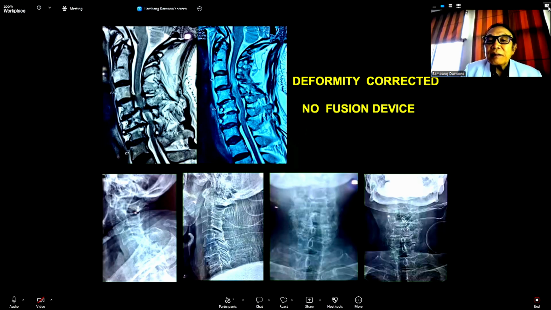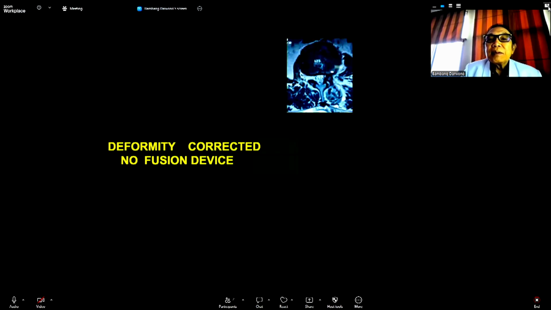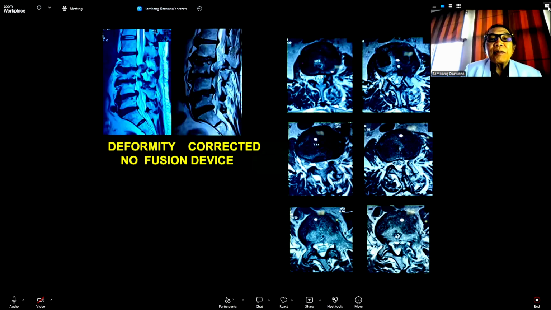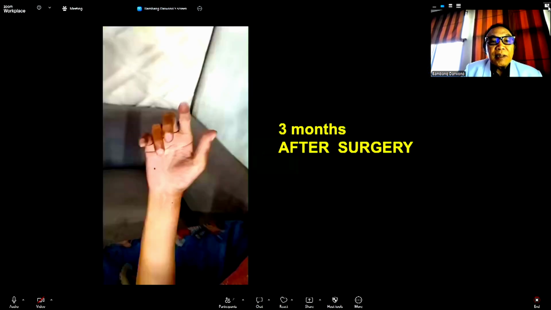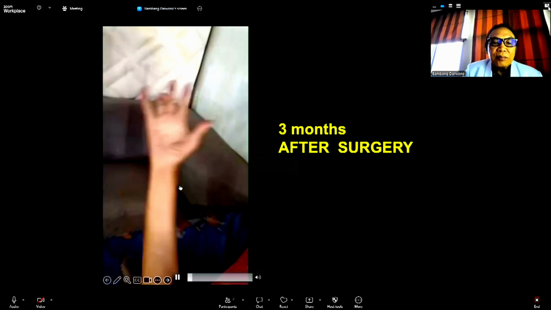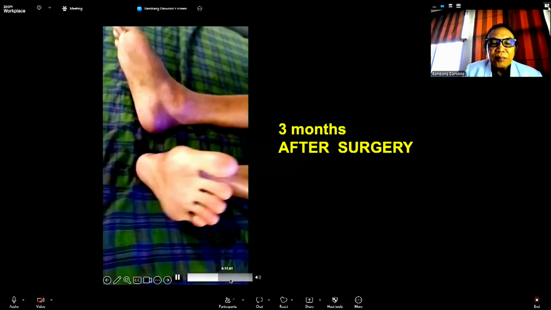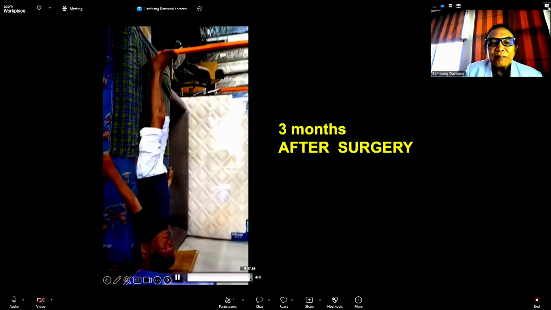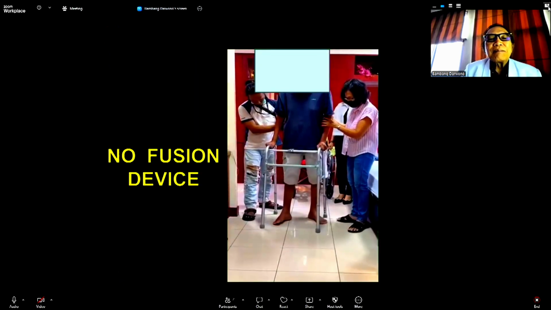And the result is before and after, no implant, no fusion device, and the neck is corrected very well. Then we perform the same for the lumbar, before, after, MRI before and after, X-ray before and after. Then it starts to move. The left foot is also much stronger, also the right side, and he starts walking, no fusion device.